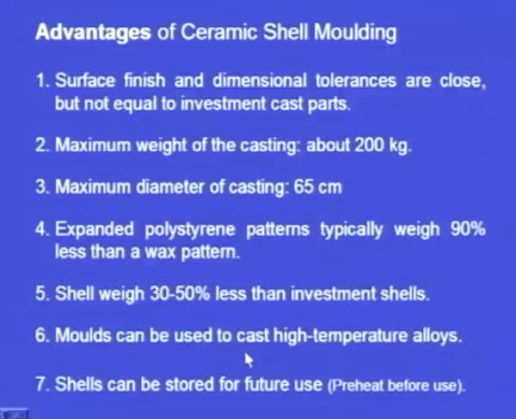Molds can be used to cast high temperature alloys. Next one, shells can be stored for future use. Maybe we can expect some orders after few months. So when we receive the orders, that time if we have to make all the shells, sometimes it may be difficult. Anticipating an order, now itself we can prepare the shells and they can be stored for few months. And when we get the order, just we can prepare the shells. Only thing is we have to preheat them before pouring, and the casting can be obtained in a very shorter time. So this is another advantage.